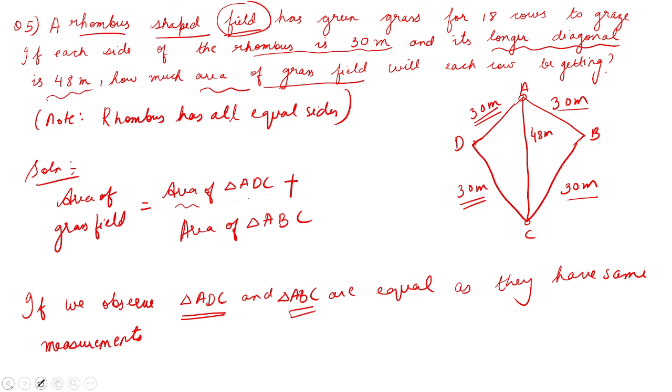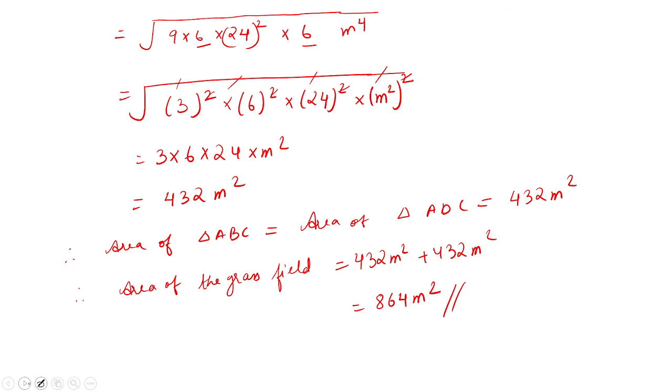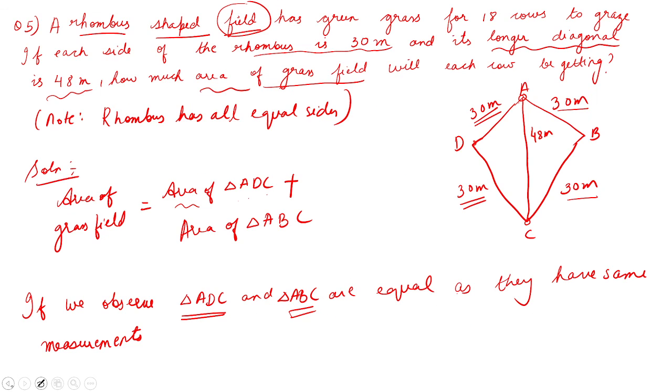How much area of grass field will each cow get? Now, we're not done yet. So what did we get? 864, right? Now read the question again. This is the area of the grass field, we have found that, but what is the question asking? How much area of grass field will each cow be getting? And how many cows are there?